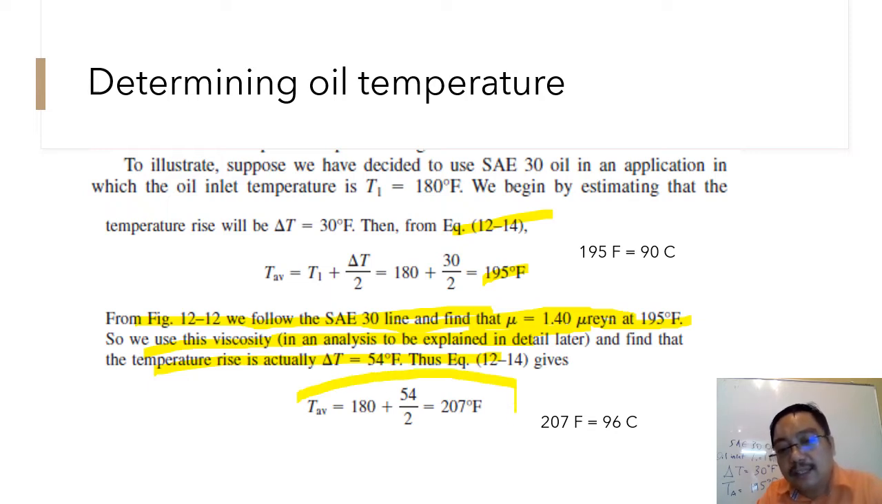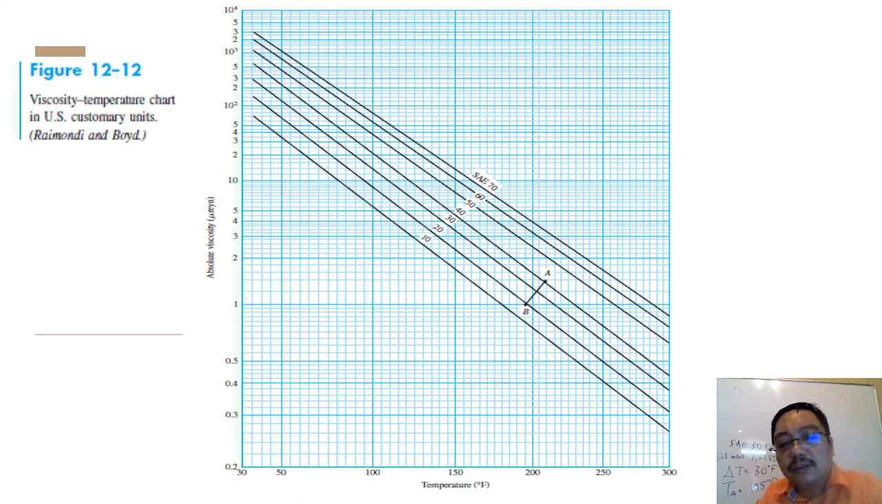So you put it again in this equation, and you get the average temperature. If you have the textbook with you, open it and see the figure. This is the way you do it. Let me explain again the example given in the previous slide. The temperature rise using the equation, and then in the end you get the temperature as 195 degrees average temperature. This is approximately 195 degrees.